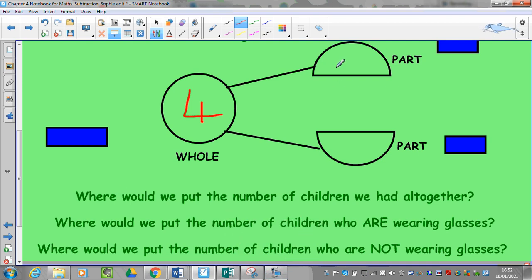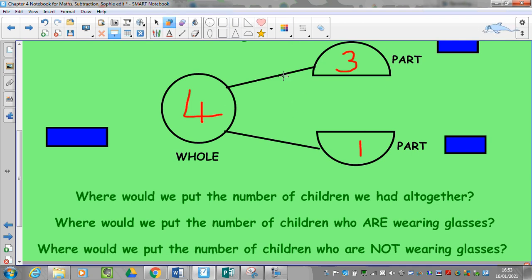Now, of course, these are interchangeable. We can move them around because they are commutative. You don't need to worry too much about that, but you know that this part and this part can be swapped around and it still leaves the opposite part. So I'm going to put my 3 children here that are wearing glasses, and then I know that my missing part, because 3 is a part of 4, is 1.